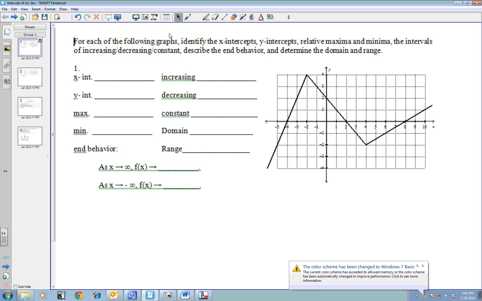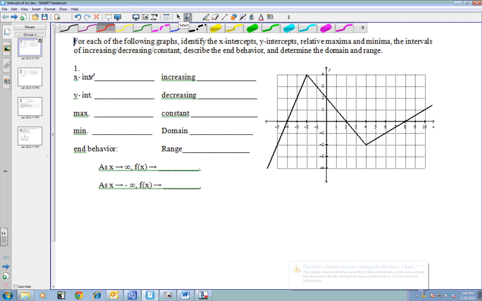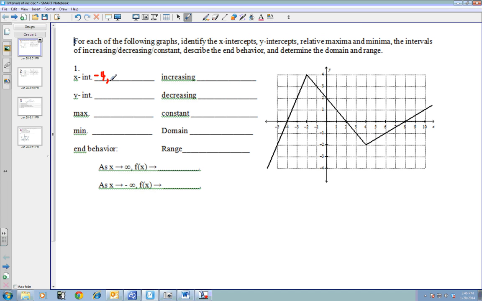Okay, so on number one, that's the first one we're going to do together. The very first thing we're going to do is find the x-intercept. So I'm going to look at my graph and I'm just going to write down in the blank where my graph crosses the x-axis. So I know it crosses at -4, this point right here. It crosses at 2, and then it crosses at 5. So we know our x-intercepts. Then it asks for our y-intercept. Our y-intercept is where it crosses the y-axis, and that's 2.